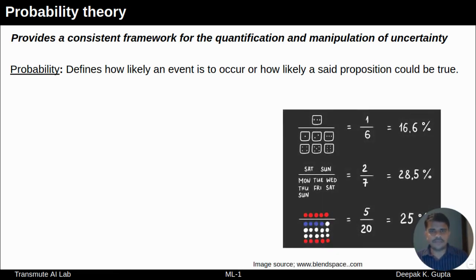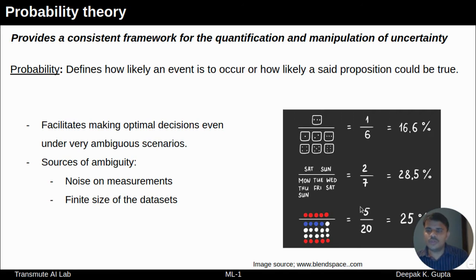Now, looking at these examples on the right, the first one is of dice. If we assume that the dice is fair, when I say fair, we assume that each of these sides has an equal probability of occurrence, then the probability that 3 will occur when a dice is thrown is 1 by 6, that's 16.6%. Similarly, if we were asked the probability that if we pick 2 days randomly from a week, they will be Saturday and Sunday? That's here. Probability that we will have all the red balls here, that's 5 by 20, that's 25%.